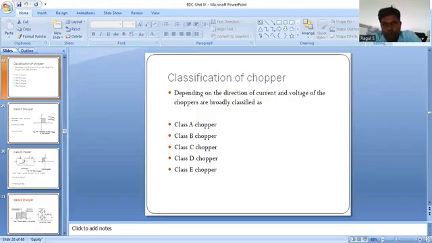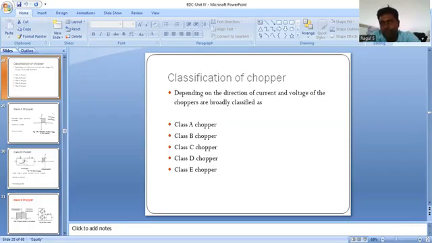Now we're going to discuss what a chopper is and the classification of choppers. First, what is meant by chopper? A chopper is not a device; that statement is not accepted. It is one kind of converter. Many people think a chopper is a device, but a chopper is not a device; it's a converter.